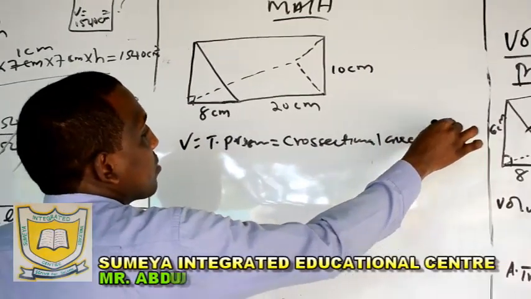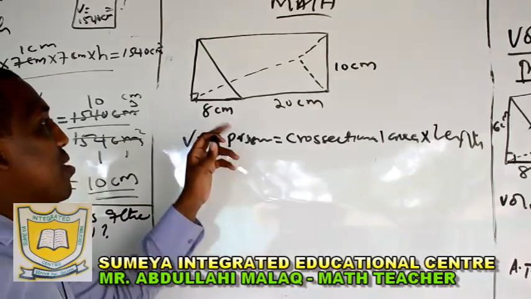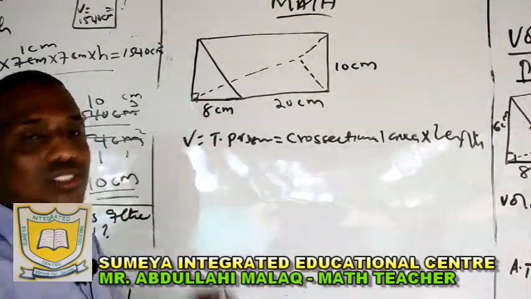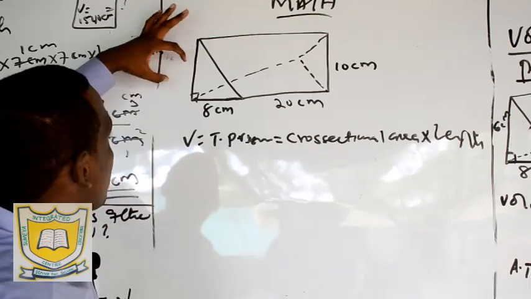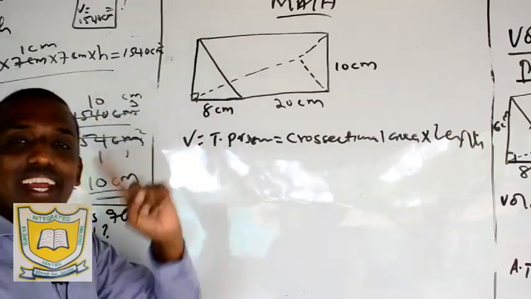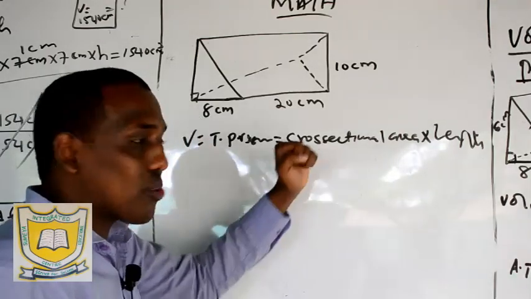times length. Cross-sectional area, now area of the triangle. But look here, we don't have the other sides of the triangle. Remember the other one, we were given here 6, but here we are only given 8. So we must find the height first to get the cross-sectional area.